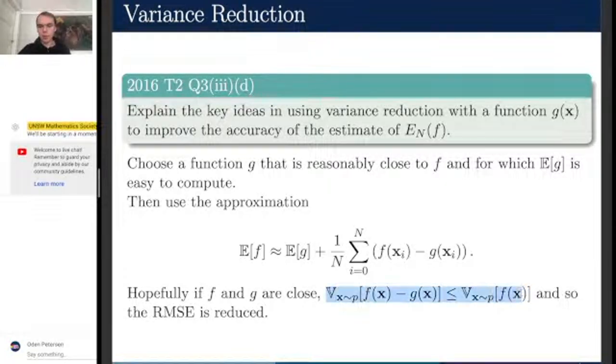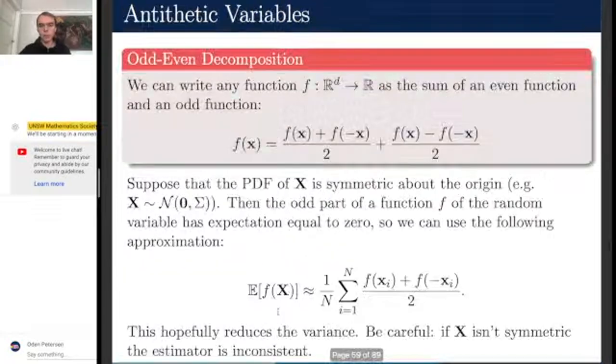And because this variance is smaller, the square root of the variance divided by the square root of n will also be smaller. So the root mean square error of the estimator will be reduced, even taking the same number of samples. So this is a way to use approximately the same amount of computing power to get a significantly better estimator of the true expectation of this function. Cool.